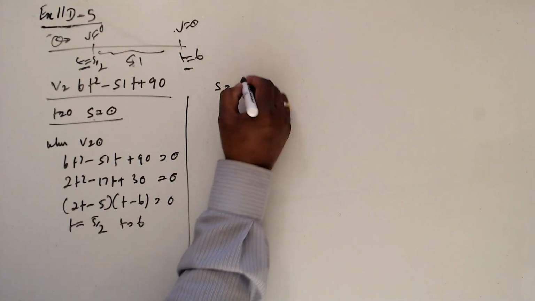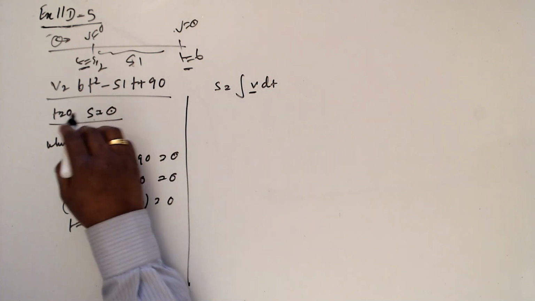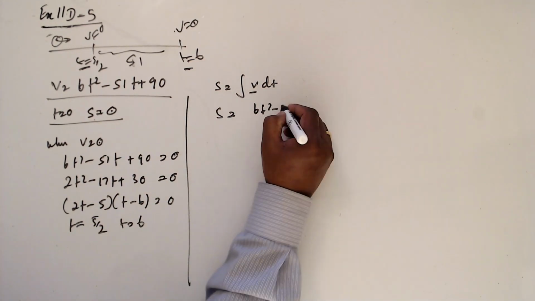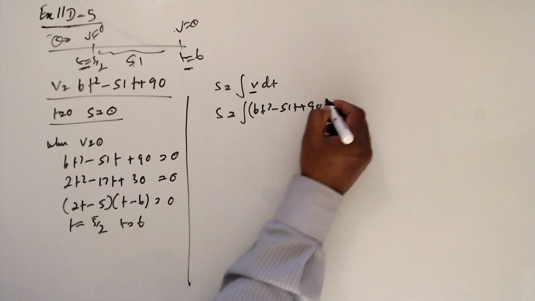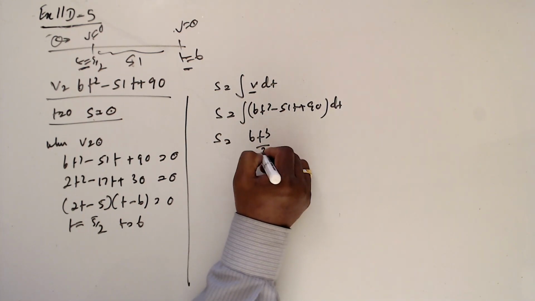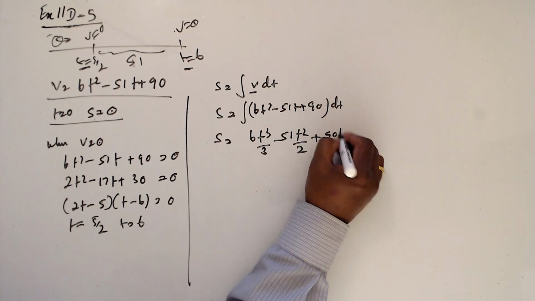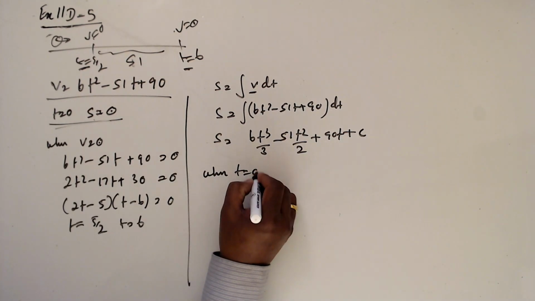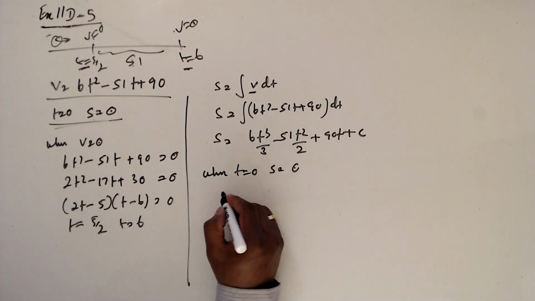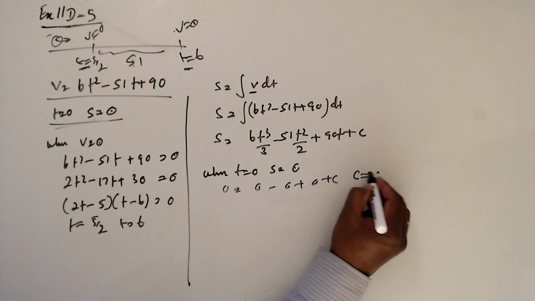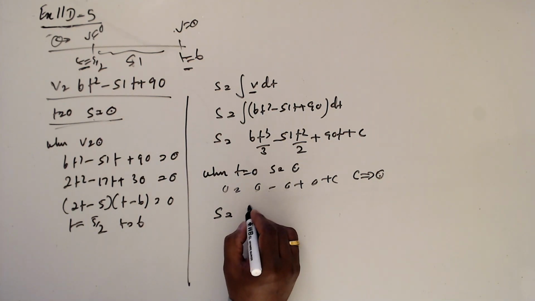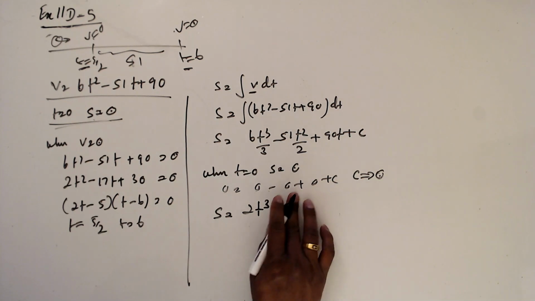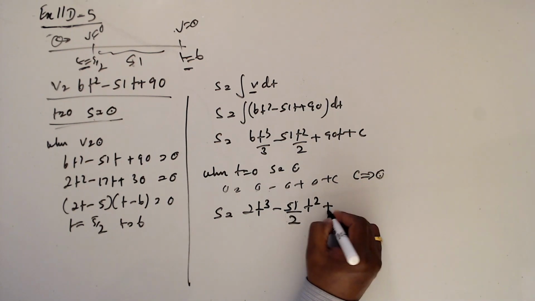So we have to integrate v dt. When we integrate the velocity equation, we will get the displacement equation. The integral of 6t² − 51t + 90 dt gives s = 6t³/3 − 51t²/2 + 90t + c. Now we know that when t equals 0, s equals 0, so everything is 0: 0 = 0 − 0 + 0, so c equals 0. Then s equals 2t³ − 51/2 t² + 90t.